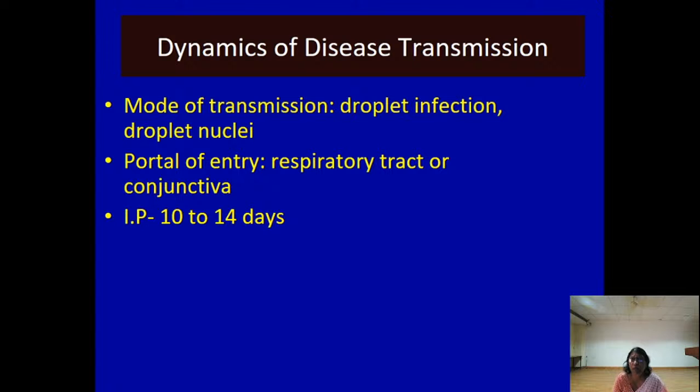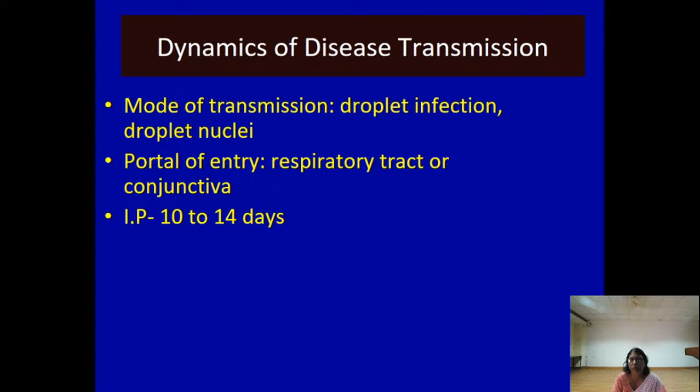In the similar way, coming to measles, the mode of transmission is droplet infection and droplet nuclei. If you are asked in the exam or viva what a droplet infection and a droplet nuclei are, and to give some examples, please don't forget measles. If you mention measles, then you are done. So measles spreads by droplet infection and droplet nuclei. What is the portal of entry? It is the respiratory tract or the conjunctiva. Conjunctiva is very rare, but it is mainly the respiratory tract.